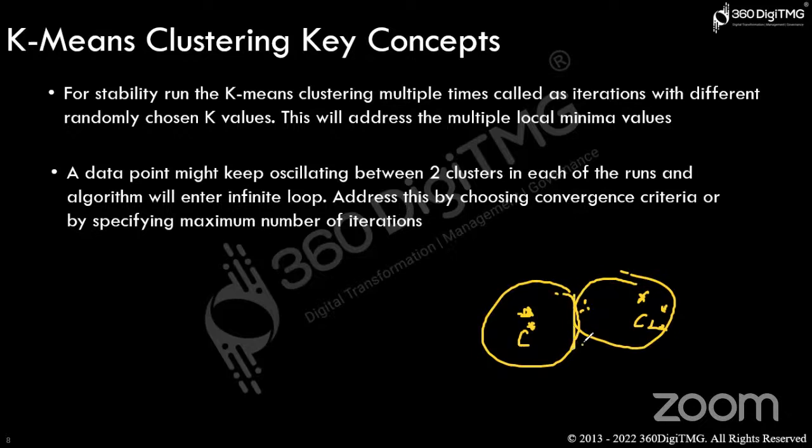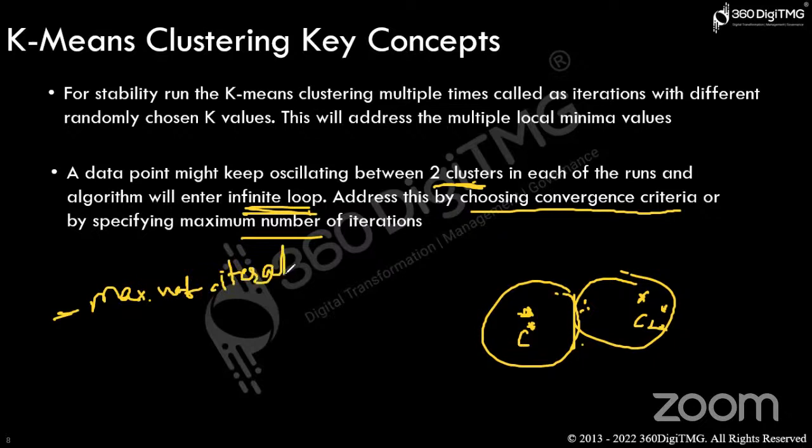In that case, it won't give you any results. The data point might be oscillating between two clusters in each of the runs, and the algorithm will enter an infinite loop. It will keep oscillating, and you won't find any proper results. So in that case, to avoid this, what do we have to do? We have to specify the maximum number of iterations.